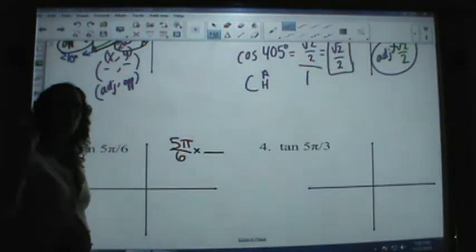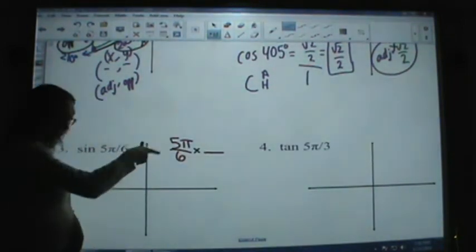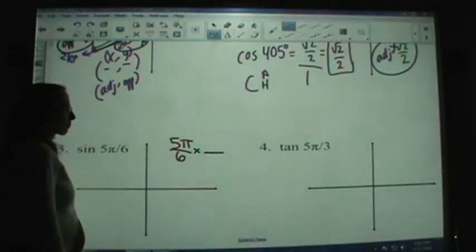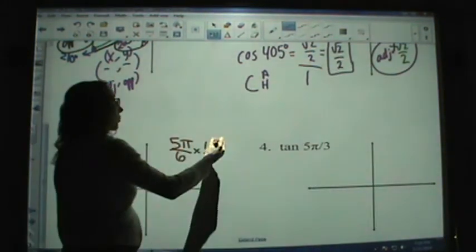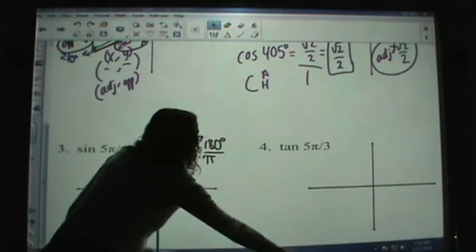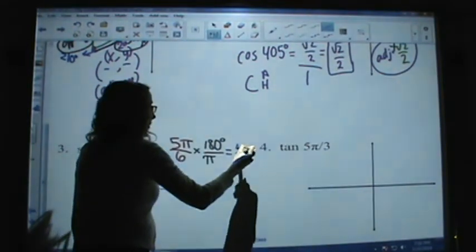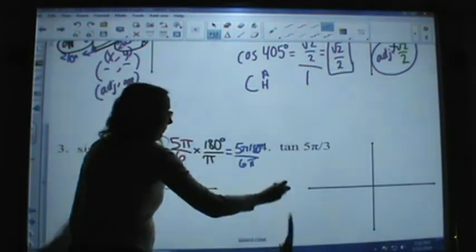I don't expect you to memorize 30-60-90s or 45-45-90s in radians, so we have to convert this into degrees. If you want to kick out pi radians and introduce degrees, you're going to put your form of 1 with degrees on top and your pi radians on the bottom. In multiplying across, you get 5 pi times 180 degrees over 6 pi.